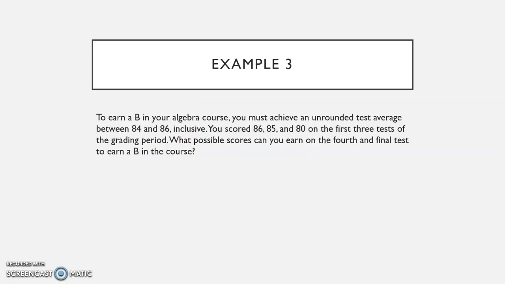Next problem is pretty gnarly. Go straight to the question. What possible scores can you earn on the fourth and final test? Well, let's find where it's asking about the fourth and final test to earn a B in the course. Well, it says right here, to earn a B, you must achieve an unrounded test average between, looks like we've got one of those betweens there, 84 and 86 inclusive.